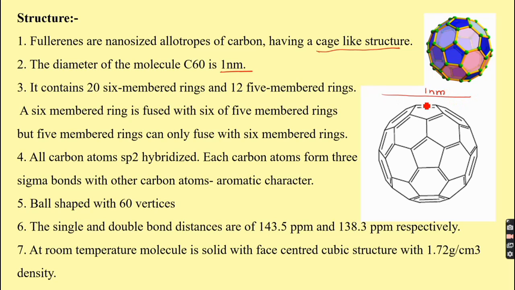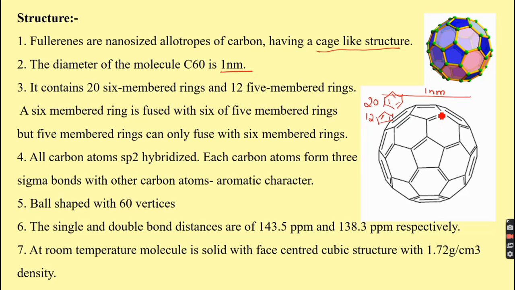It contains 20 6-membered rings and 12 5-membered rings. If you count it in the ball, you can observe 20 6-membered rings and 12 5-membered rings. The arrangement is that a 6-membered ring is fused with 6-membered rings, but a 5-membered ring is always fused with 6-membered rings.